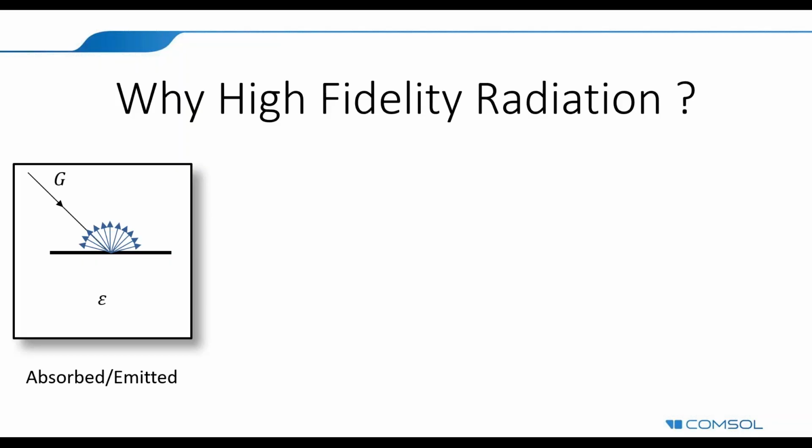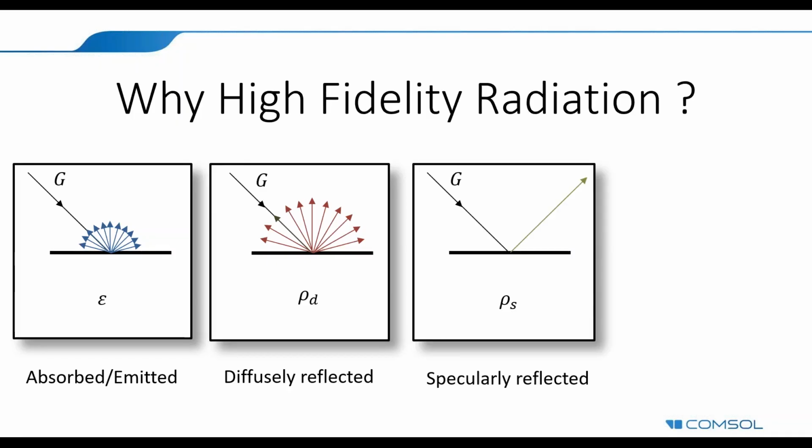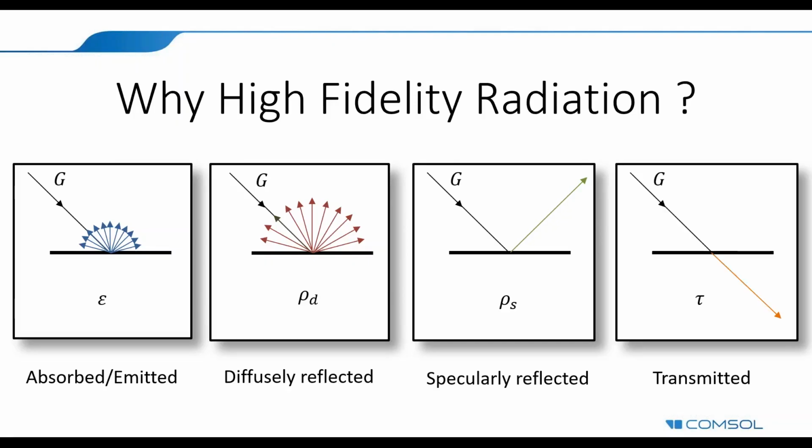If you have a black body, then it's fully absorbed, and the black body in turn will emit some radiation depending on its surface temperature. If you have a diffuse mirror, the incident radiation will not be absorbed at all. It will be reflected in all directions. If you have a perfect mirror or a specular mirror, it will be reflected in a symmetric direction. And if you have a transparent layer, then it will be fully transmitted. So these are some extreme cases corresponding to different models for the radiation.